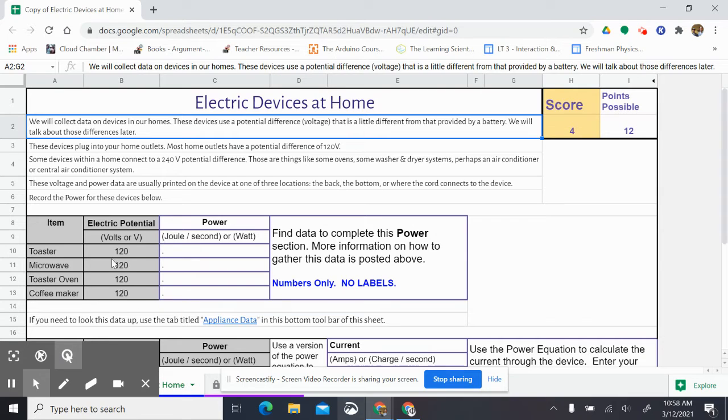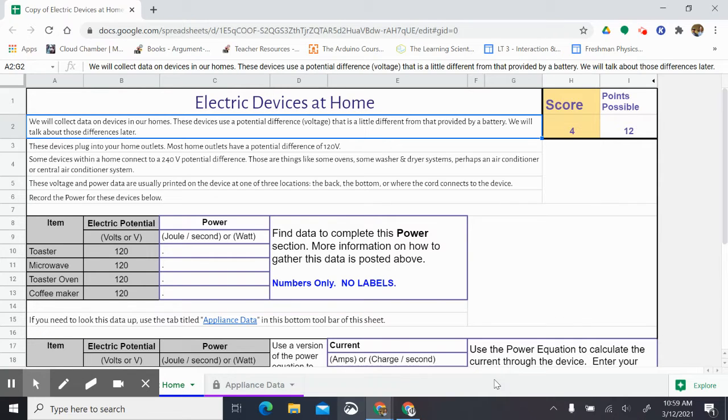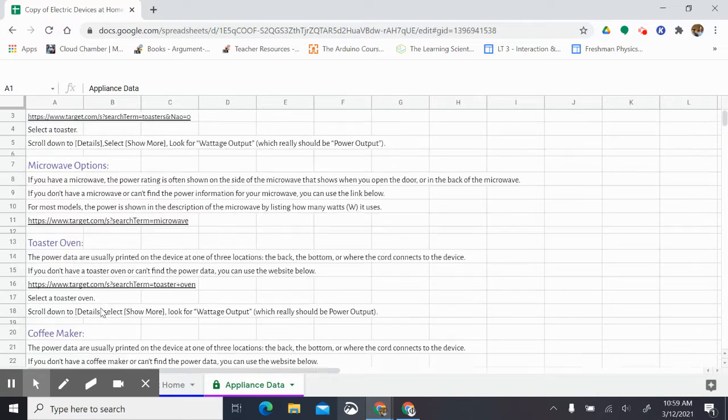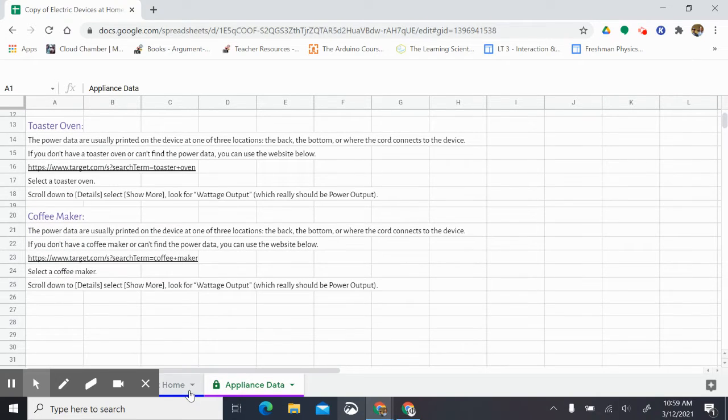If you're not able to find the data for these and you still need the power rating for things, there's a link here that will allow you to go through and just find some stuff. Otherwise, instead of clicking on this link, you can just go down here, click on appliance data, and I just included links to devices available at Target.